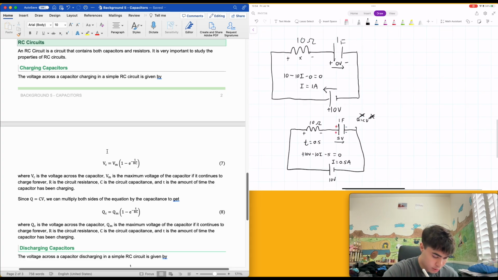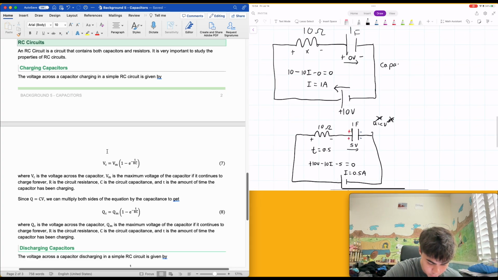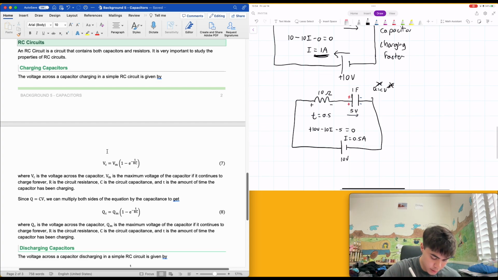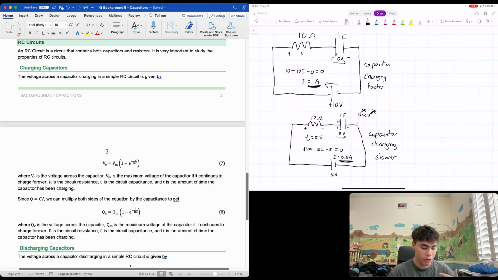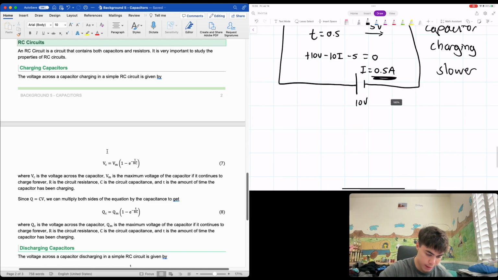So here, the capacitor is charging faster. This is because we have 1 amp of current. Here the capacitor is charging slower because we have 0.5 amps of current. So remember, current is the movement of charge. So if charge is moving to the capacitor faster, it is developing a voltage faster. It is charging faster. If current is smaller, then the capacitor is charging slower. Then we wait another second.